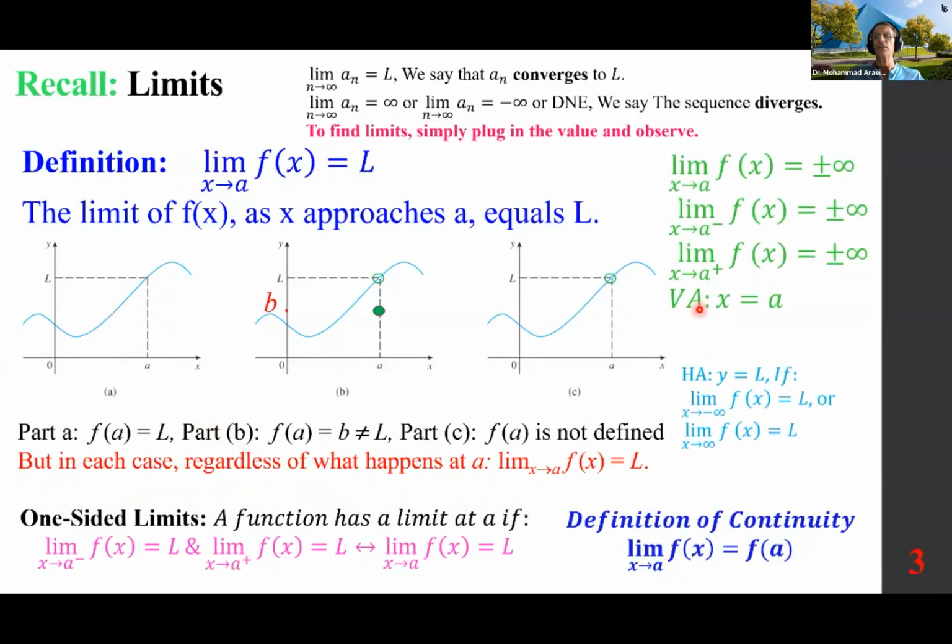Then we looked at the definition of VA and HA. VA stands for vertical asymptotes, which have the equation x equals A, if the limit of the function as x approaches A, or A from the left, or A from the right, is negative or positive infinity. And the line y equals L represents a horizontal asymptote as long as the limit of f of x, whether x approaches negative or positive infinity, is L.